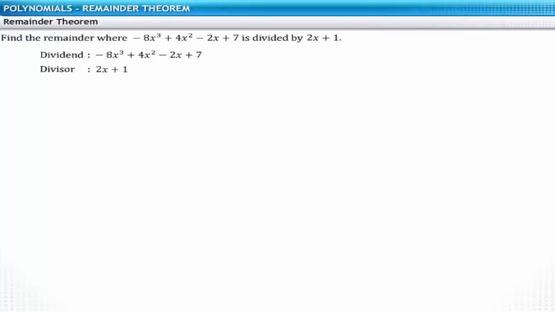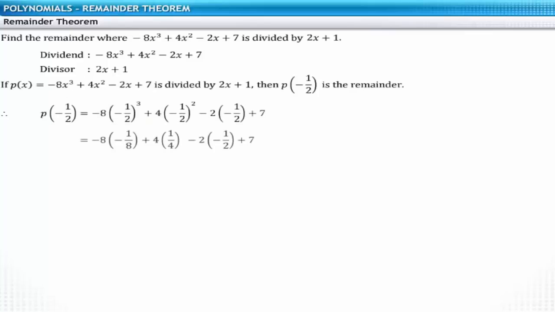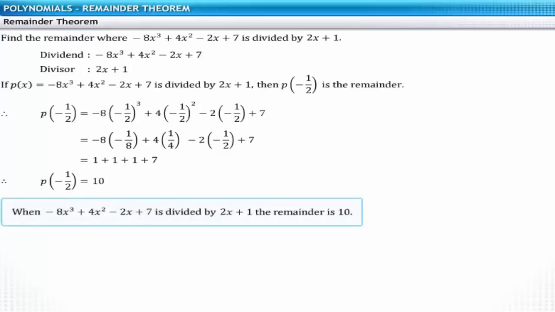According to the guidelines provided, if P of x is a polynomial in x and P of x is divided by ax plus b, then the remainder is P of minus b divided by a. Therefore, in this problem, the remainder is P of minus half. If you replace x with minus half in the polynomial P of x, you get the remainder is equal to 10.